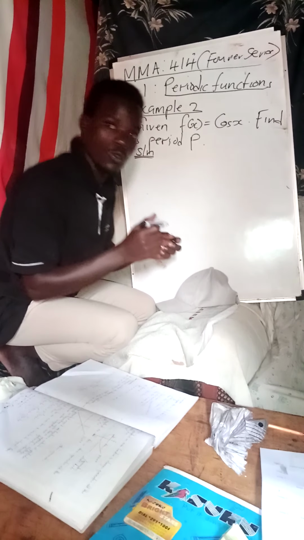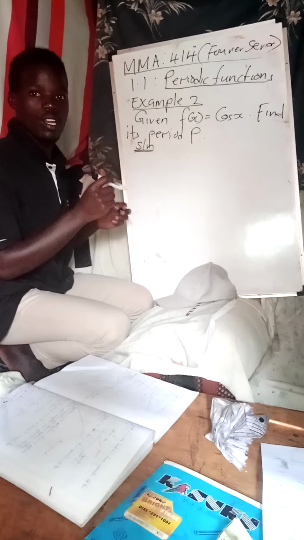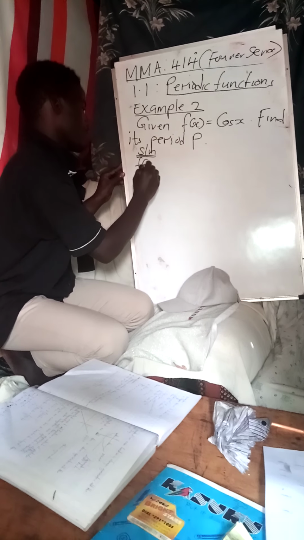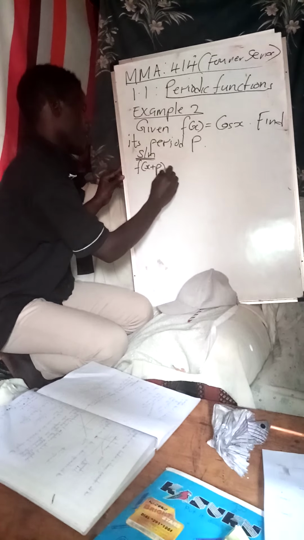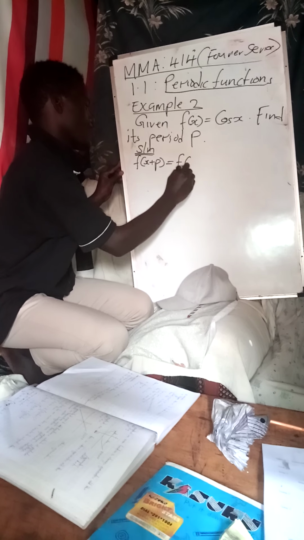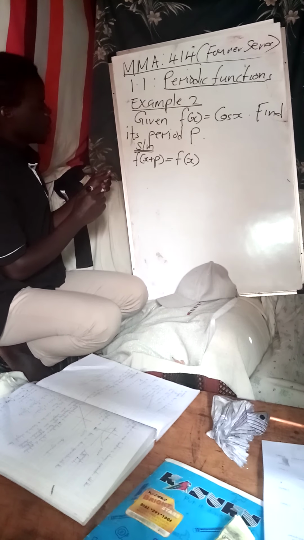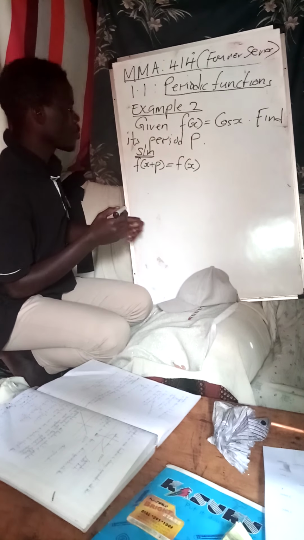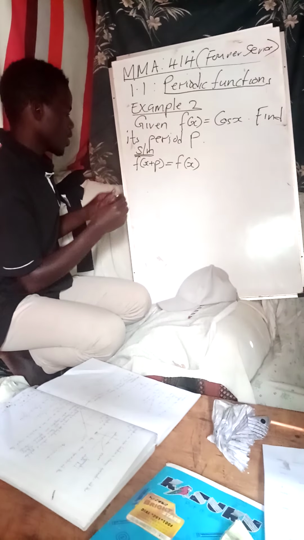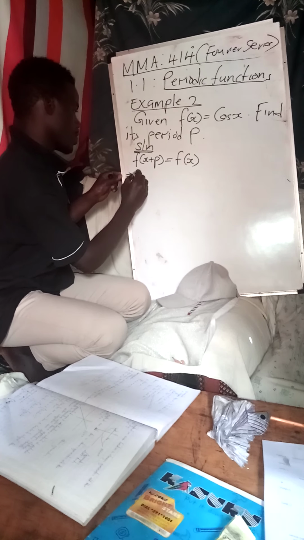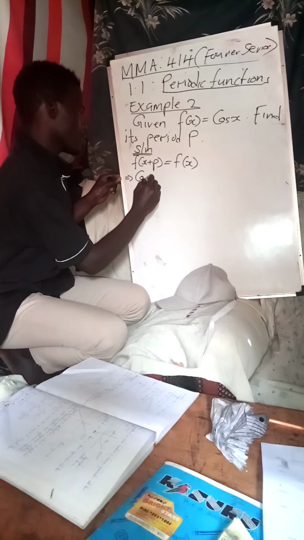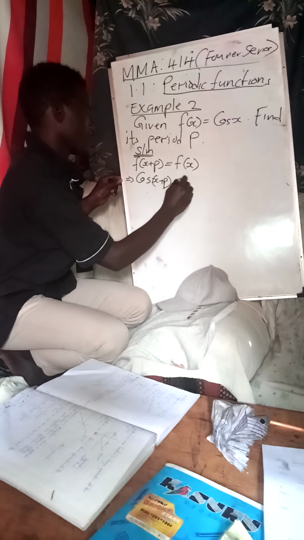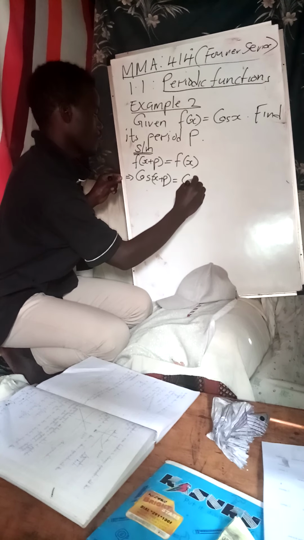Just like I told you, step 1 is to recall the formula: f of x plus p equals f of x. Applying it in our function, f of x equals cos x, it implies that cos of x plus p equals cos of x.